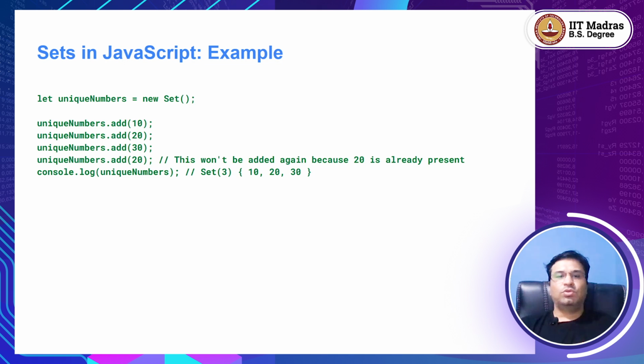To add a value, use the .add method. This is an average Big O(1) operation. If the value already exists, nothing happens. Here you can see we add 10, 20, and 30 to the set first.